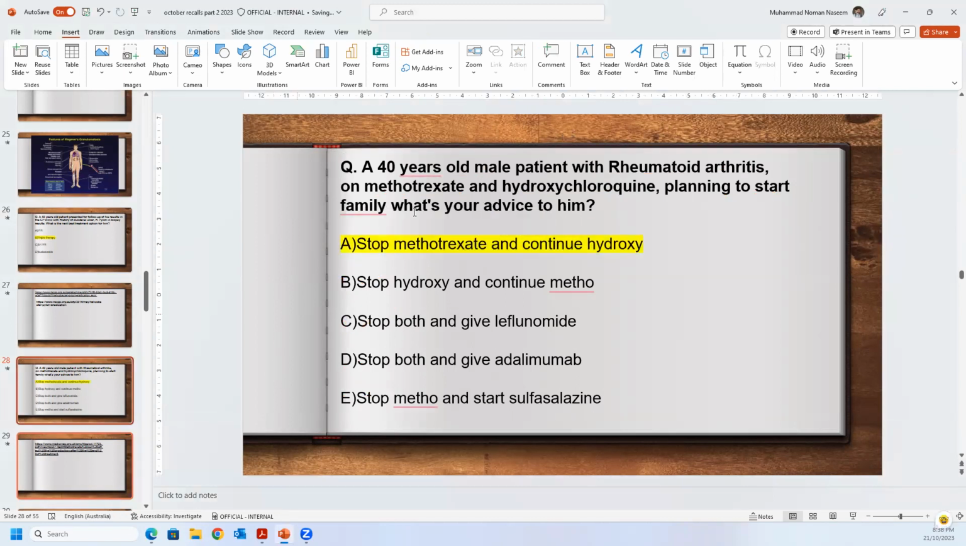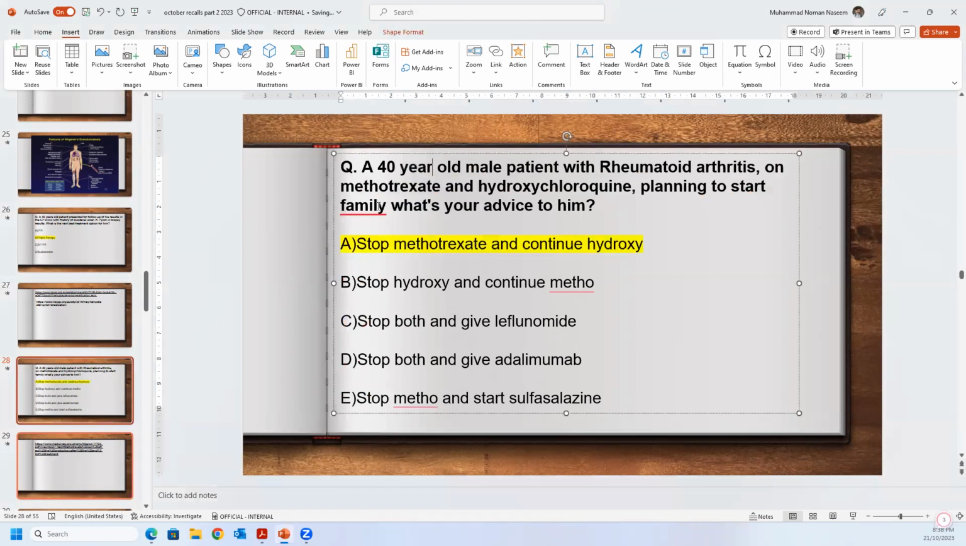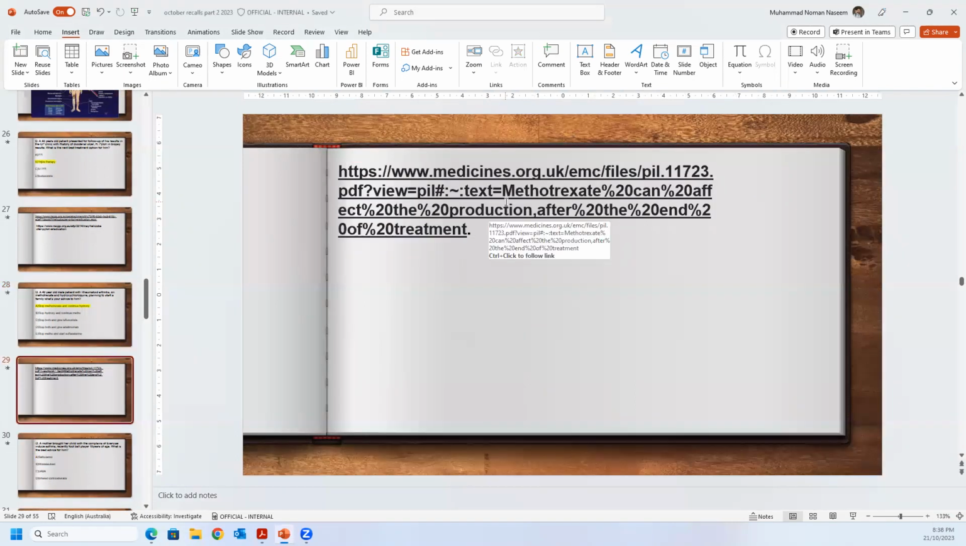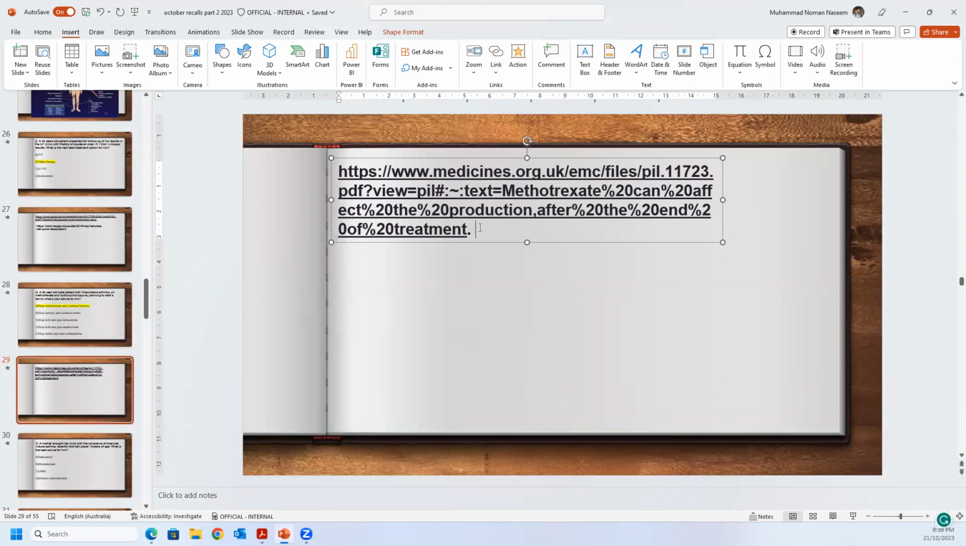Leflunomide is also teratogenic. We never recommend patients to go on that. There is very little evidence that sulfasalazine is safe during pregnancy as well. So this can be studied from here. Let me just quickly go through this one.